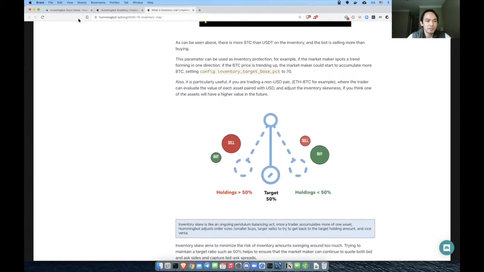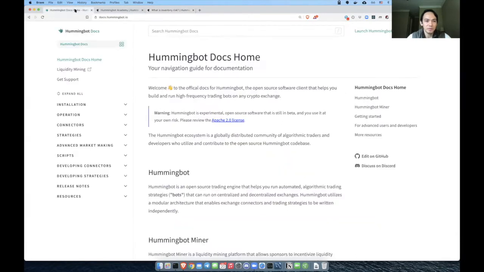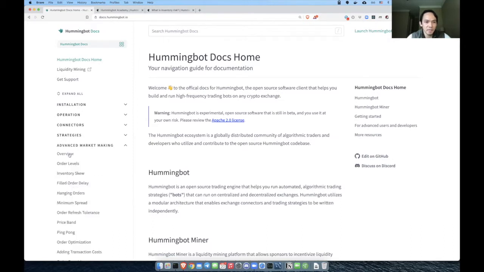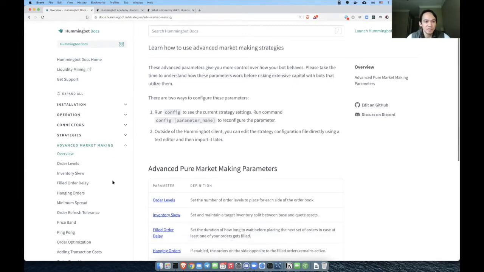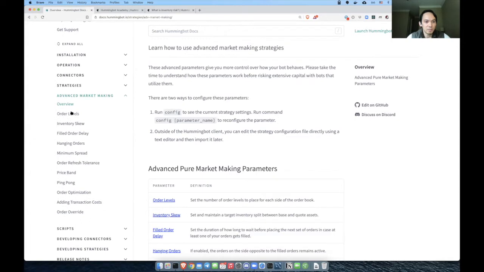To get started on what functions we have available, if we go back to the Hummingbot docs site, here on our docs page, docs.hummingbot.io, we can see on the navigation bar a section called Advanced Market Making. And this is where you'll find more information on some of the features that I'll be discussing today. We can just go through these in order, the ones that are most relevant. So you can see them listed here.